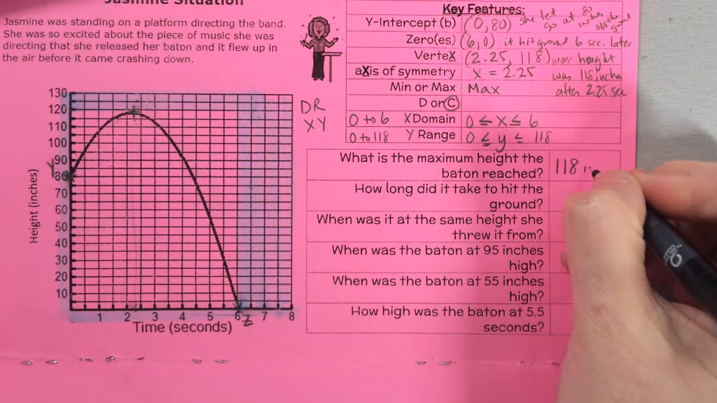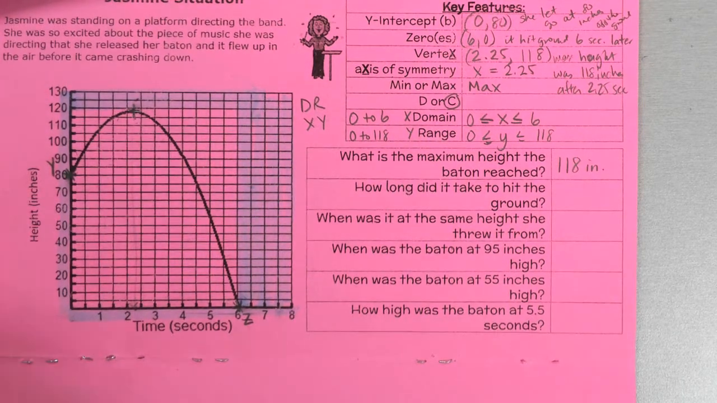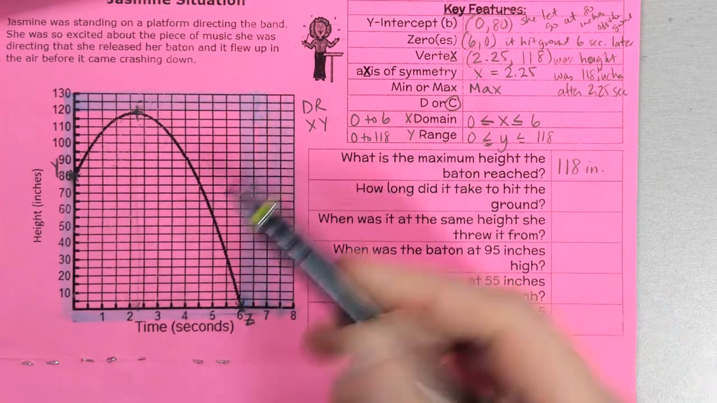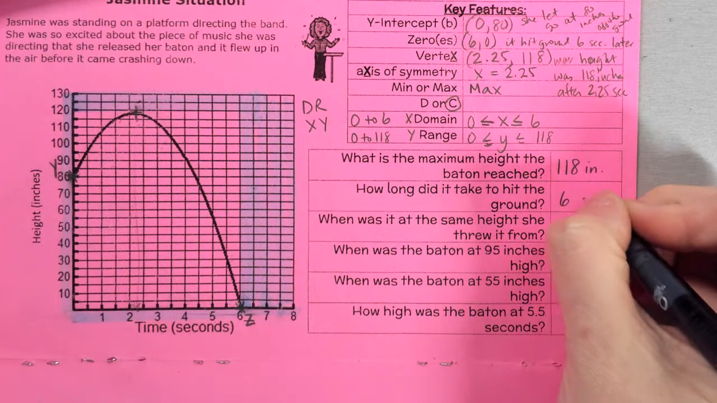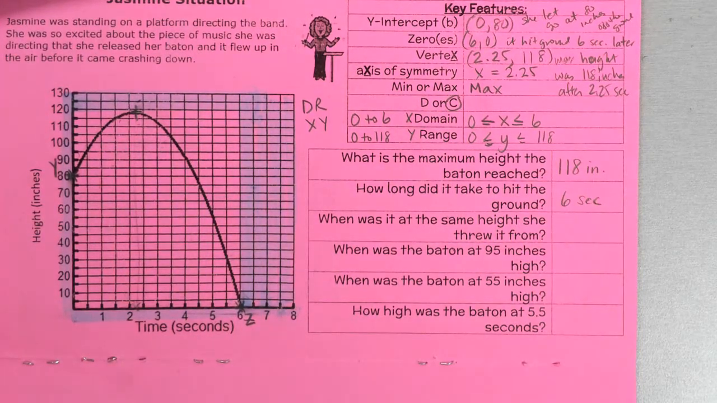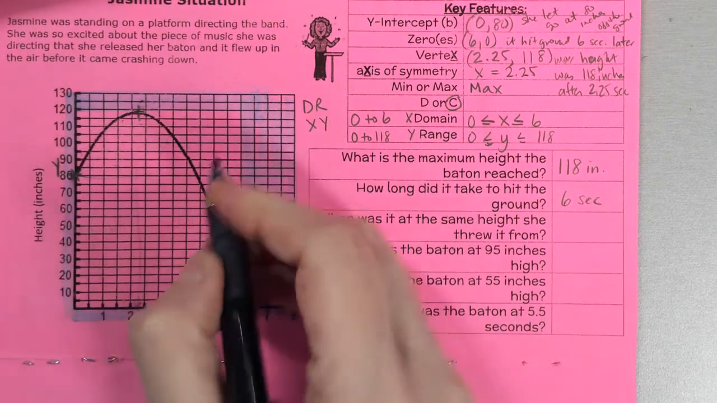So it's 118 inches, okay? How long did it take to reach the ground? Well, if I trace the path of this thing, boom, right there at 6 seconds, it hit the ground. All right. When was it at the same height I threw it from? Well, it was 80 inches when I threw it. We'll take a look right there.